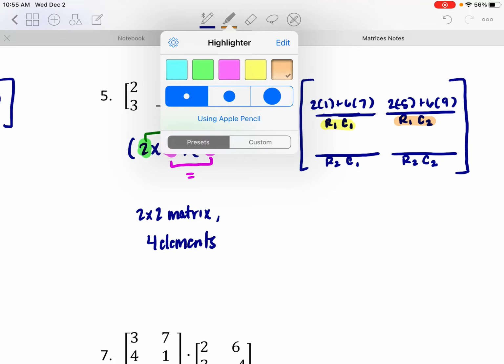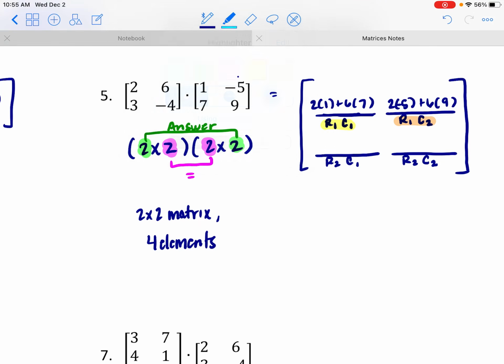Next, I'm running out of colors. It's fine. Row 2, column 1. If I want to produce row 2, column 1 of my answer, then I want to use row 2 and column 1 in my matrices. So multiplying row 2 and column 1 is going to be 3 times 1 and negative 4 times 7. So 3 times 1 and a negative 4 times 7.